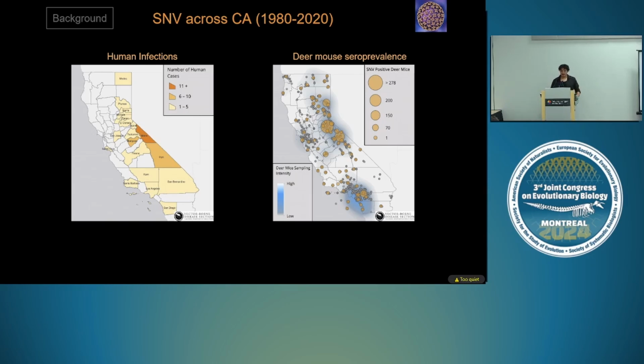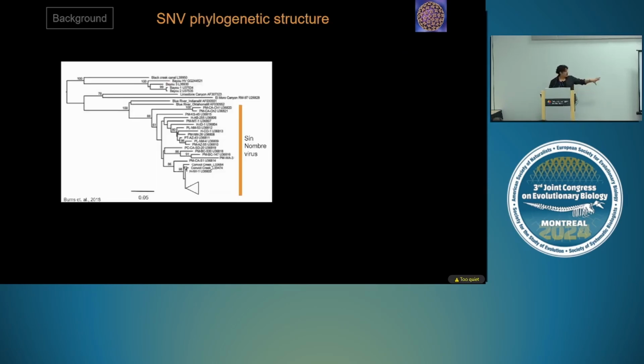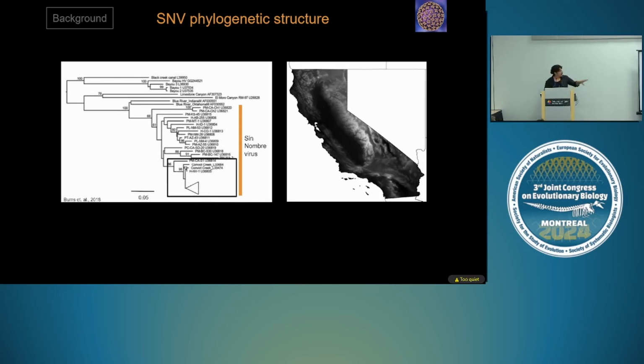As far as genetic diversity goes, this is currently the only published genetic data across California. The whole orange bar represents the virus across all of the US, and right here in that little box is the clade of California samples. We can't really say much based off this data other than there seem to be signals of genetic structure across the state.